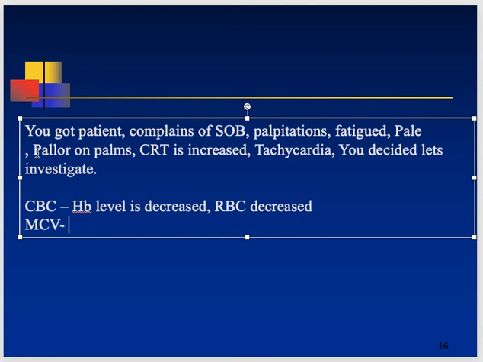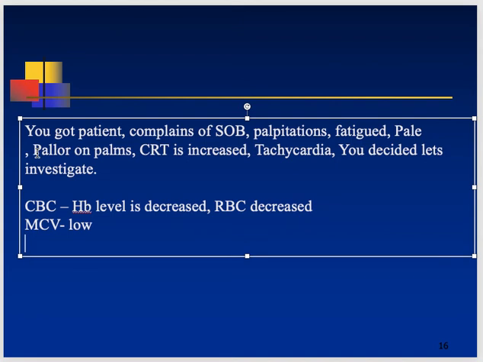If it is more, then it is macrocytic. And you are going to correlate these findings with RDW, as in my previous lecture. So, for example, MCV comes back as low. Okay, so now you know that MCV is low, which means it is microcytic.